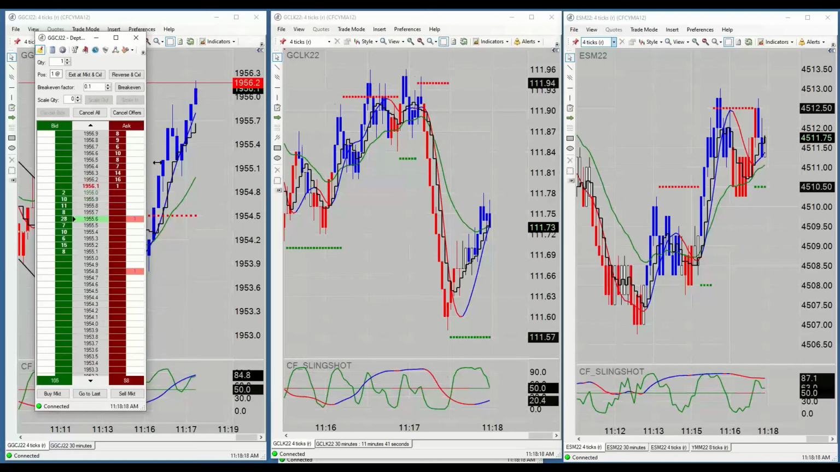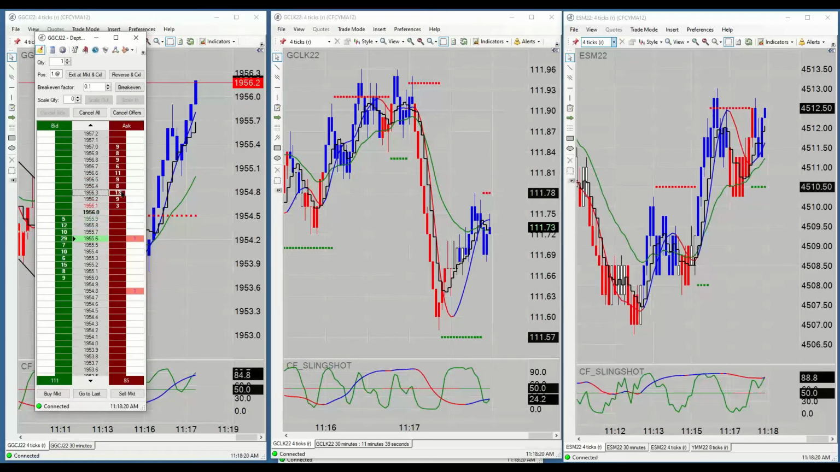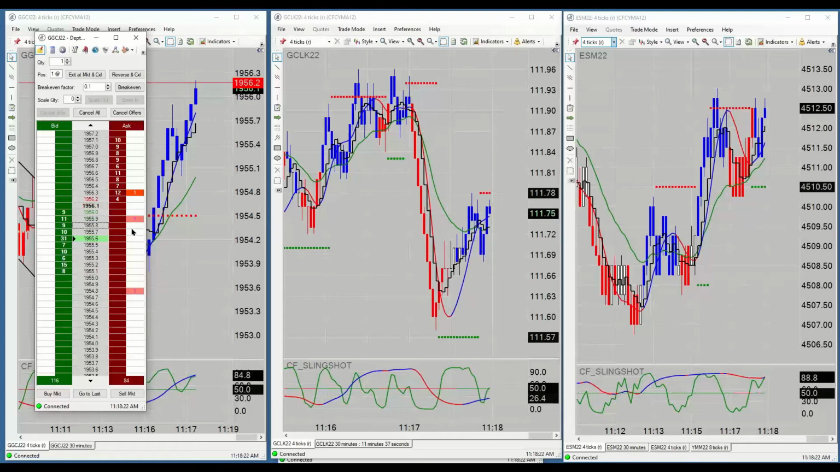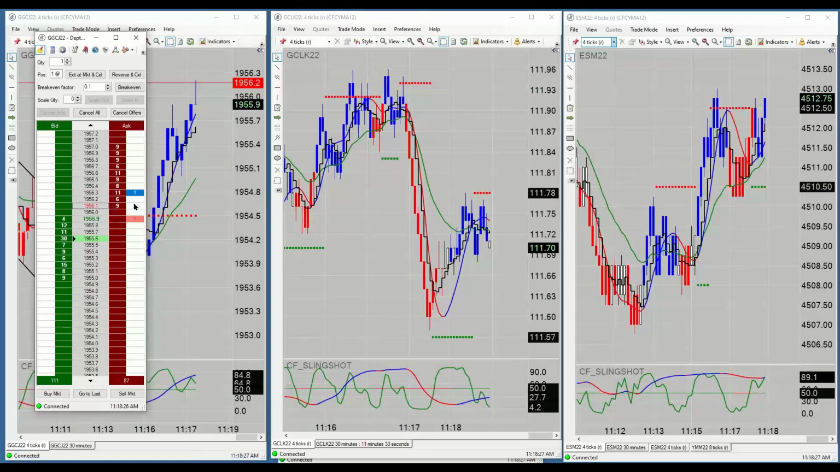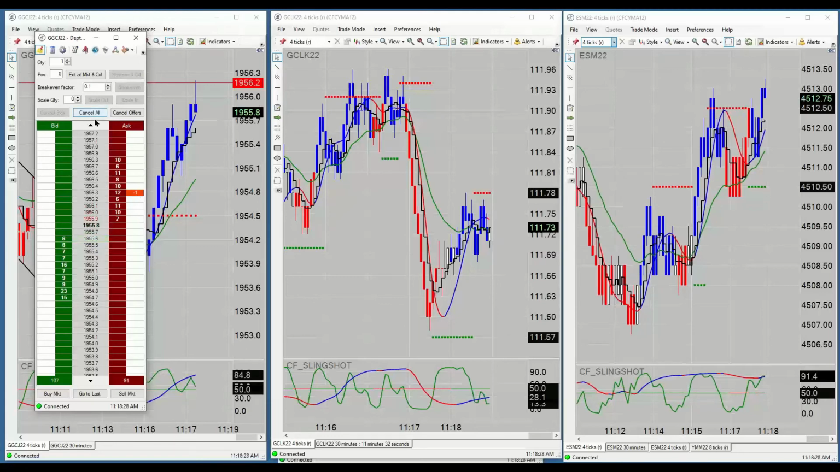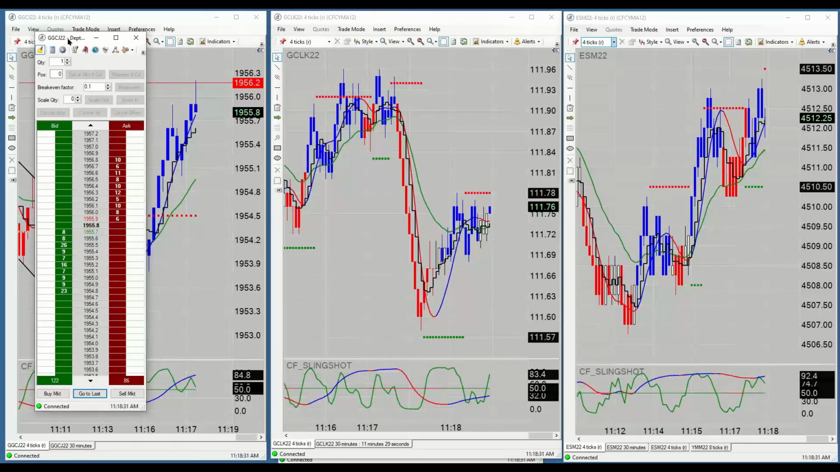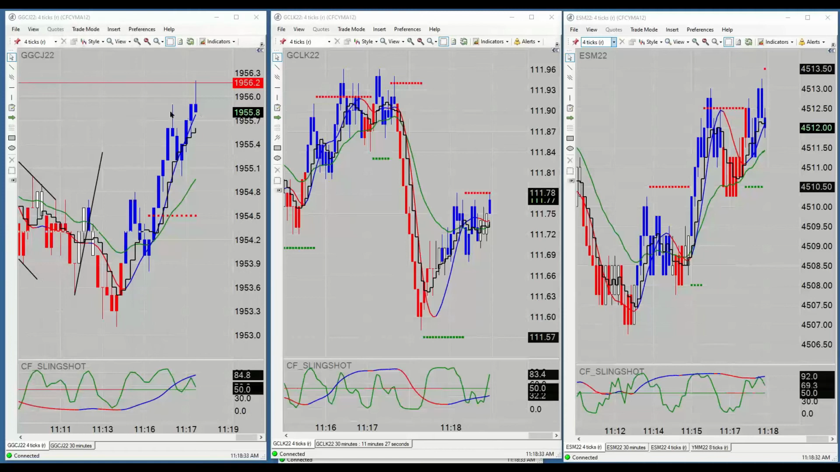See, on gold, where's it going to go? Where's it going to go? I think right there. It's a good spot. I'll lock in 3 ticks. That would be 5, 6, 7 if it gets there. So I'll take 3. But I think it's going to go further. I think it's going to do it again.